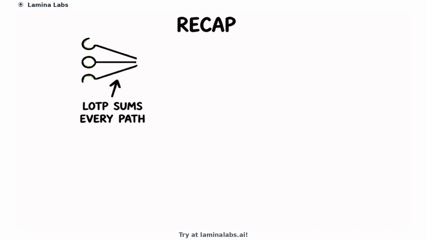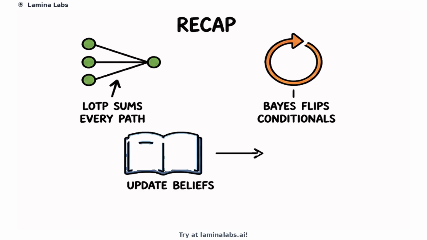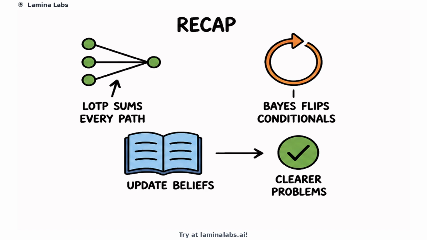To recap, the law of total probability sums every path to an event, and Bayes' theorem flips conditionals to update beliefs. Master these two, and probability problems become much clearer.